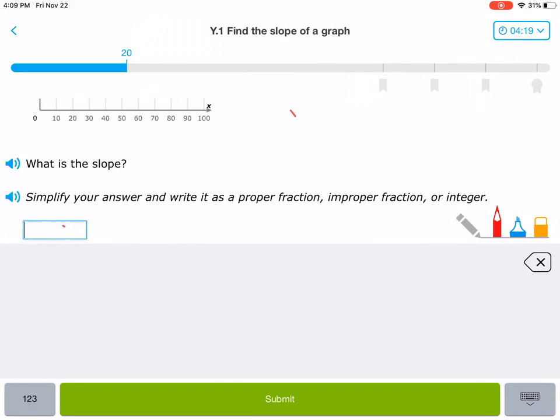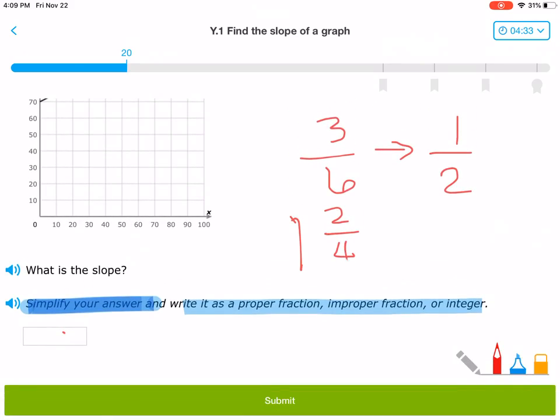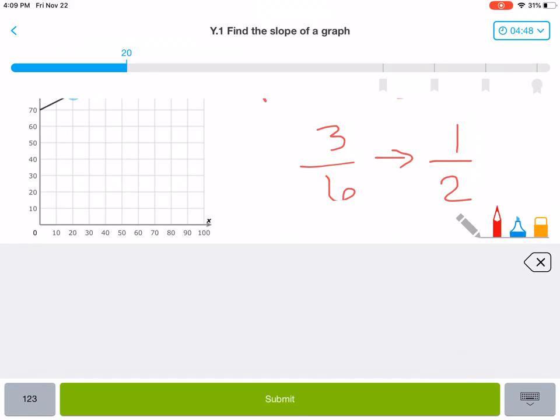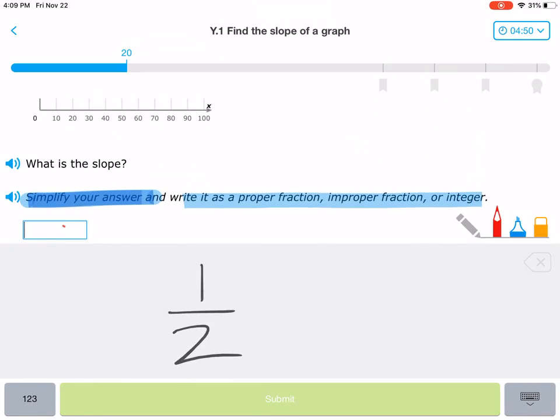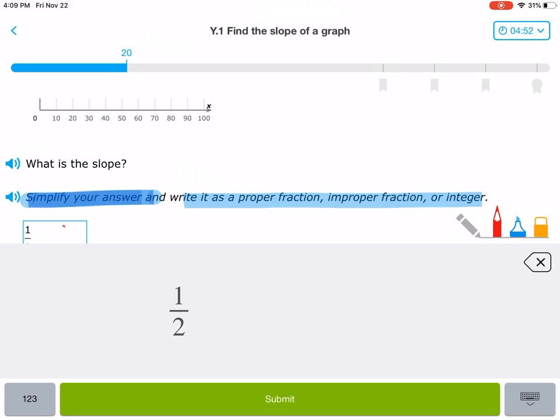Okay? Because if you look at the instructions, it says simplify your answer and also write it as a proper fraction, improper fraction, or integer. So if you get an answer that's like 1 2/4, for example, then you would have to rewrite it as an improper fraction. And if you need some help with how to do that, then just let me know and you and I can work on it together. Okay, so back to our answer. We got 1/2. There we go.